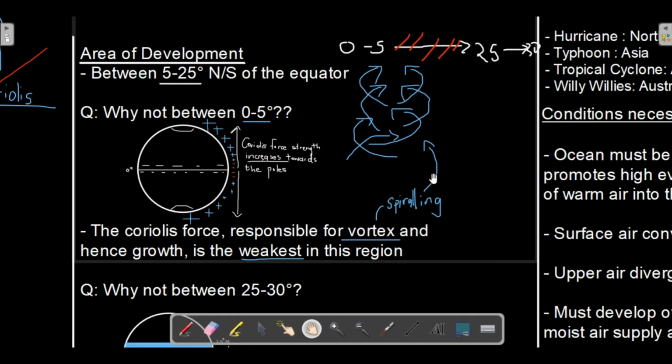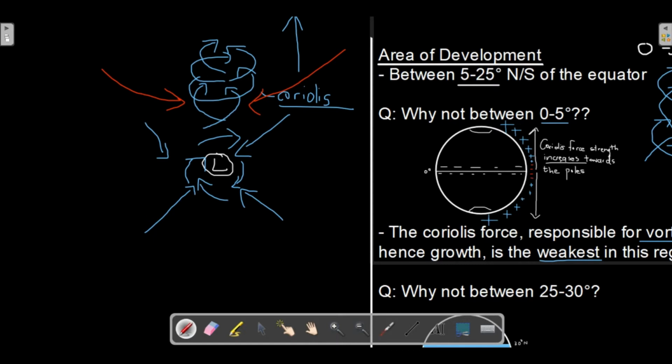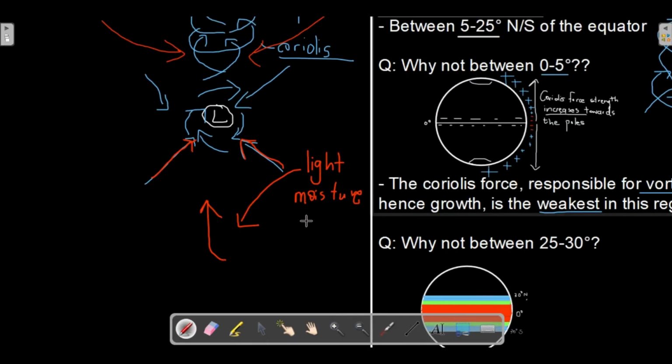Actually, let me start by saying the tropical cyclone requires a constant feed or supply of warm air, because warm air is light and it has a high moisture. It has a lot of moisture. Okay, so this enables it. Because it is light, it enables it to rise up. Because it has high moisture, it enables it to form clouds.